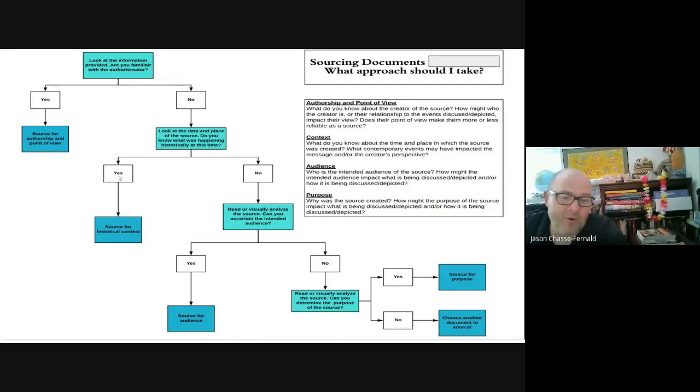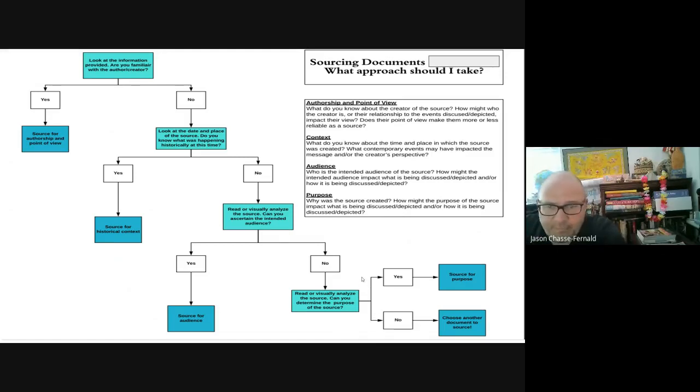If you're not that familiar with what was going on in 1892, then source it for who the audience is. Obviously, the president is making a speech. Who is the speech being directed towards? Who is the intended audience for this speech? If you don't know who that is, because there really wasn't much in that document to tell you, then source it for purpose. What is the purpose of that speech, or of this document?